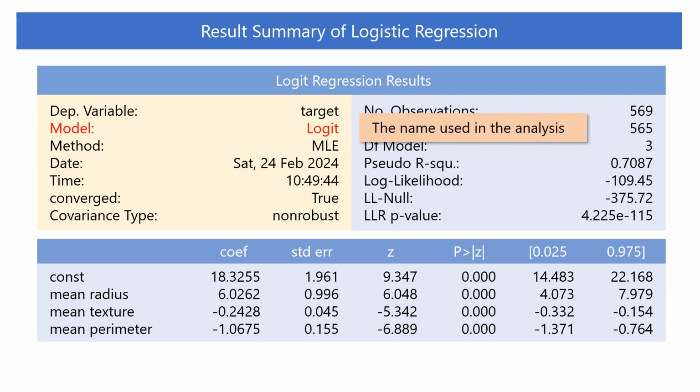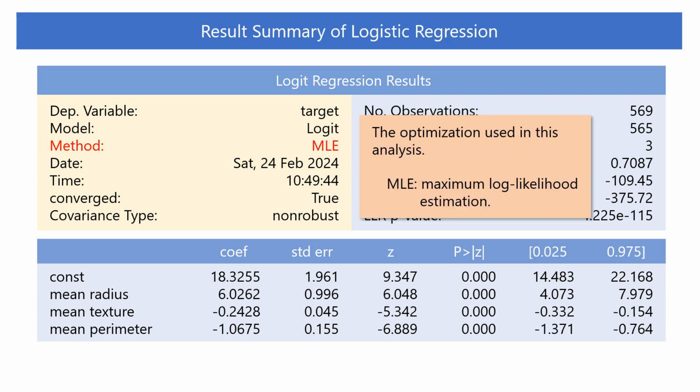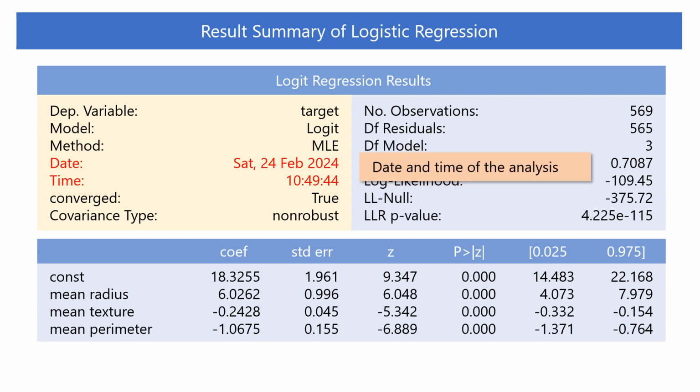Model is the model used in the analysis. In this case, we use the logistic regression model, so it is labeled Logit. Method is the optimization method used in the analysis. MLE is an abbreviation of maximum likelihood estimation. Date and time are the date and time of the analysis.